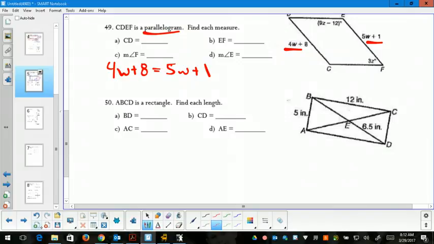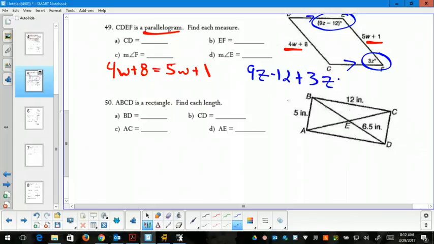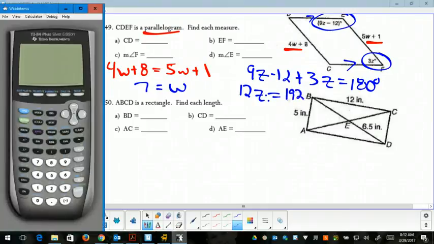What about angle E and F? Those both have a z in them. Should I just set them equal? No, because they actually are same side interior angles with parallel lines. So I should do 9z minus 12 plus 3z equals 180. That's going to help you find the value of z, the value of w, and plug it back in. Over here, w is 7, I think. For those of you who solved it, you can verify that. And over here, z, 12z equals 200. No, 192. 192 divided by 12.